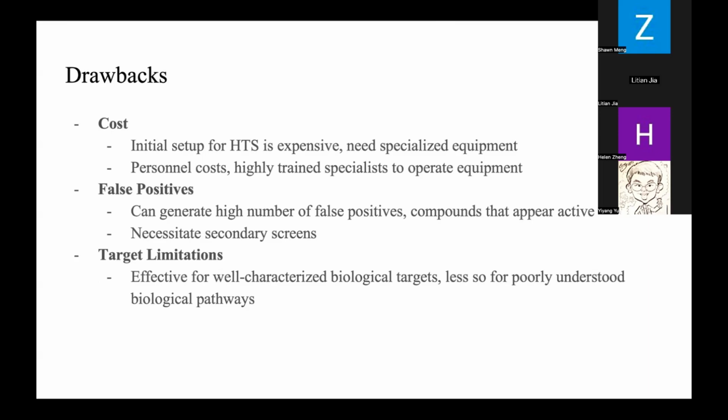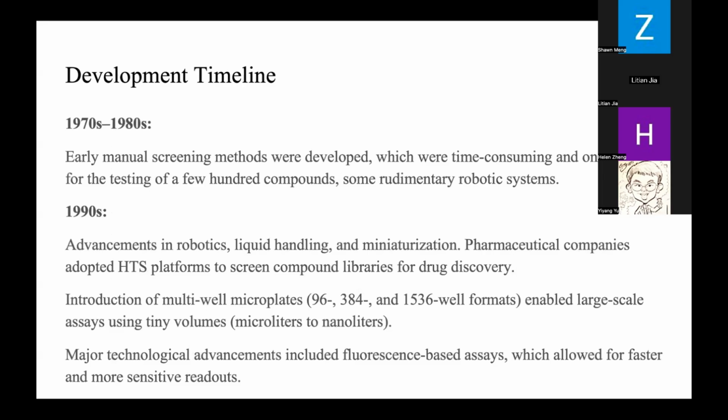One thing that HTS is known for is having the potential to generate false positives, which are basically compounds that only appear active in the first run. And this necessitates secondary screenings, which obviously would cost more and also take more time. And then finally, there's also certain target limitations. So HTS is very effective for well-characterized biological targets, but less so for more poorly understood biological pathways.